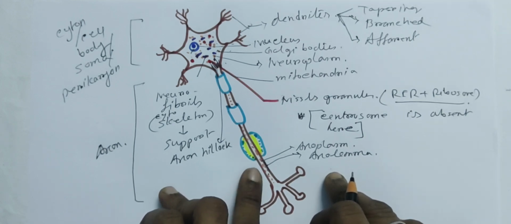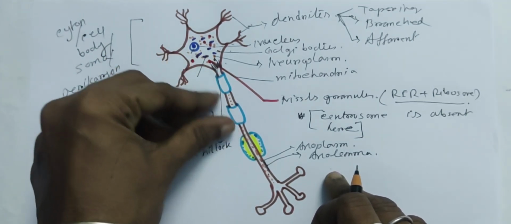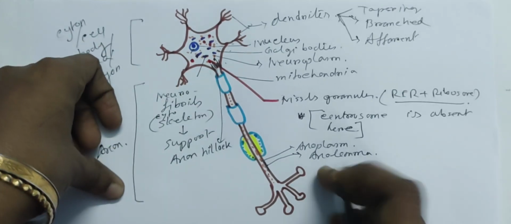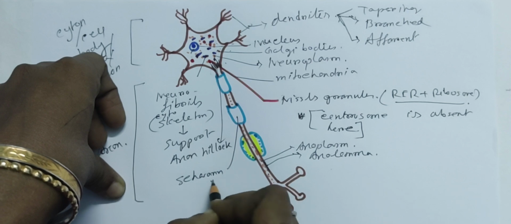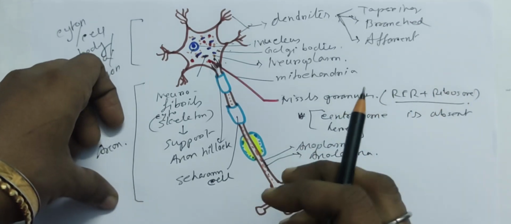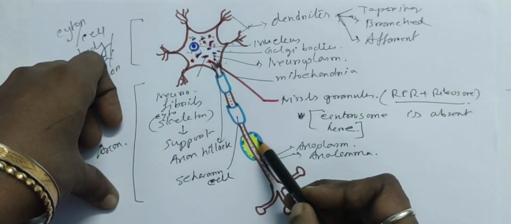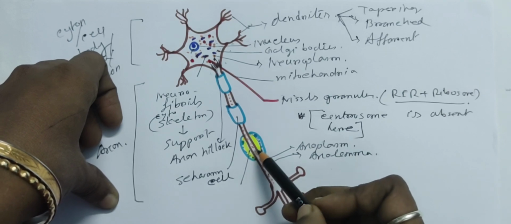Axoplasm and axolemma. The axon is surrounded by cells called the Schwann cells. The Schwann cell, at its inner side, contains a fatty layer. That fatty layer I point out here by the yellow color.